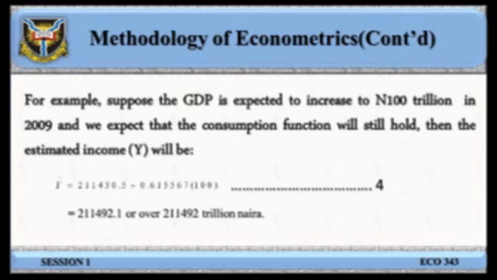For example, suppose the GDP is expected to increase to 100 trillion naira in 2009, and we expect that the consumption function will still hold, then the estimated Y will be Y is equal to 211430.5 plus 0.615567 times 100, equation 4, is equal to 211492.1, or over 211492 trillion naira.